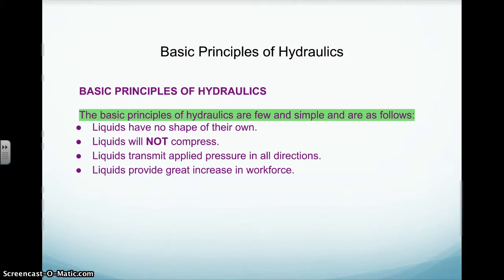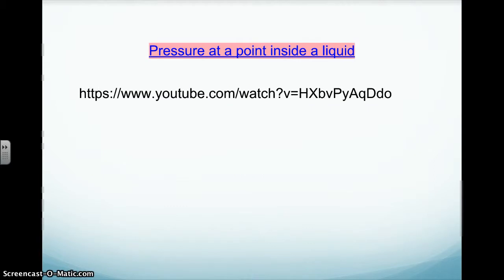Now, some basic principles of hydraulics. Liquids have no shape of their own. Liquids will not compress, and liquids transmit applied pressure in all directions. Liquids provide great increase in workforce. This allows us to use these, knowing these basic principles. This is a video that goes over a variety of pressure with regards to liquid. Recommend watching that.